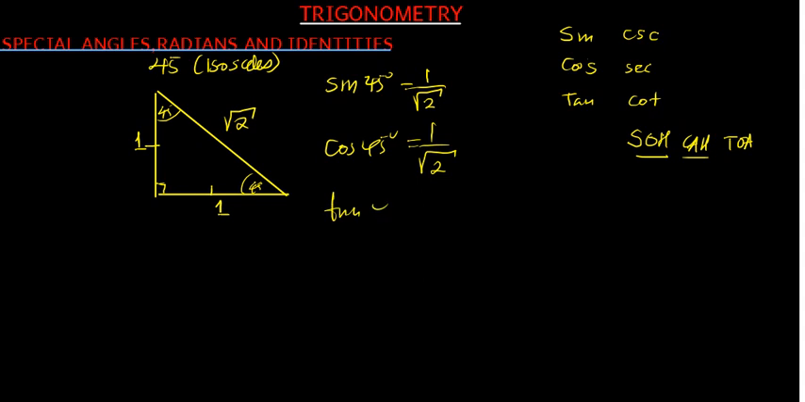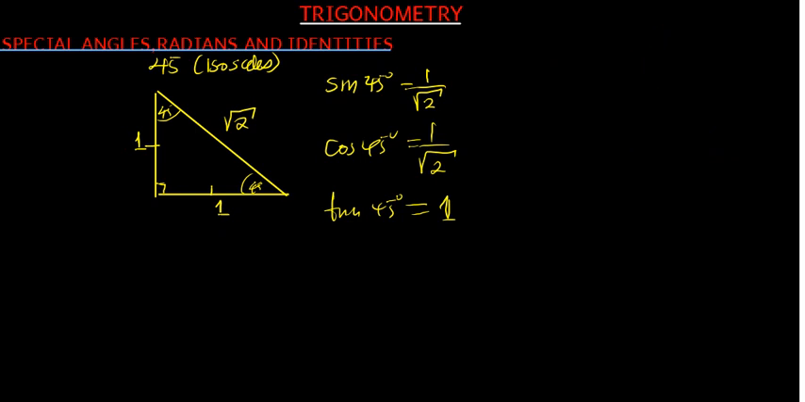Going now to tan 45. Tan 45 gives us opposite over adjacent. So the opposite is there, the adjacent is there. 1 over 1 is a 1. So tan 45 is 1. Now if we take the reciprocals, of course we've just looked at sine and cosine. The opposite for sine is cosec. So cosec 45 degrees, we're just going to reciprocate this, because we know that cosec is the reciprocal of sine. That gives us root 2 over 1, which is simply root 2.